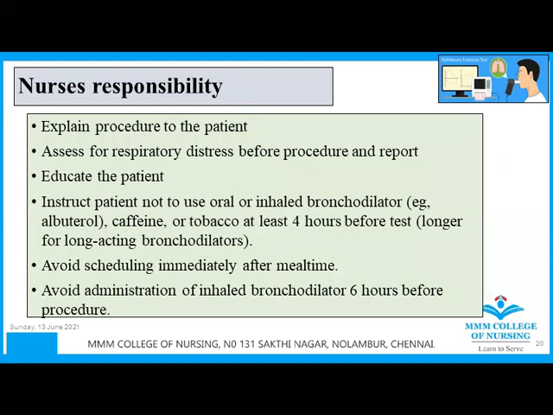Nurse's responsibility in the PFT test. Explain the procedure to the patient. Assess for any respiratory distress before the procedure and report. Educate the patient on what the patient is supposed to do throughout the test. Instruct the patient not to use any oral or inhaled bronchodilators, caffeine, or tobacco at least 4 hours prior to the test. Avoid scheduling immediately after mealtime. Avoid administration of inhaled bronchodilators 6 hours before the procedure.